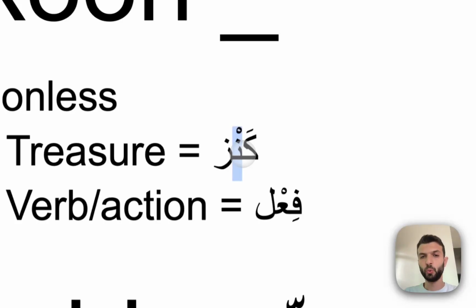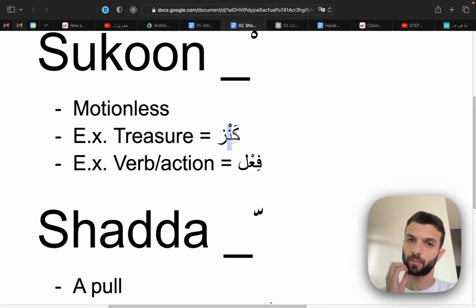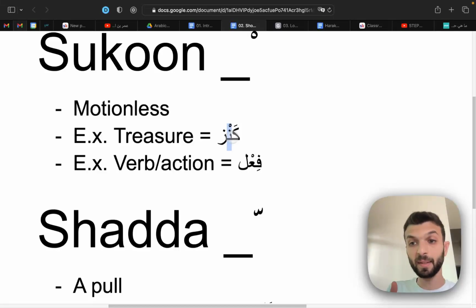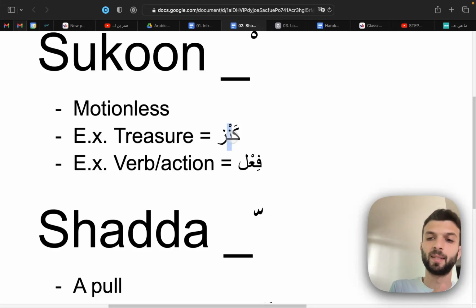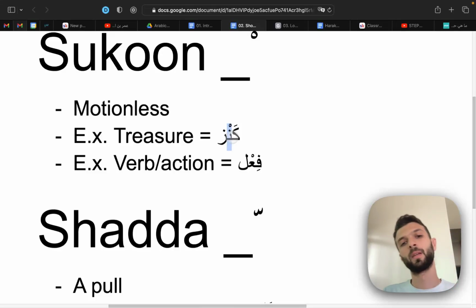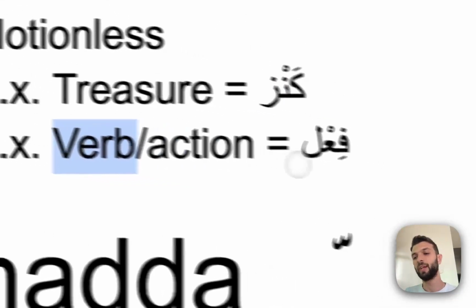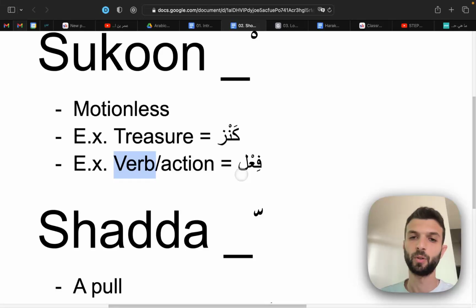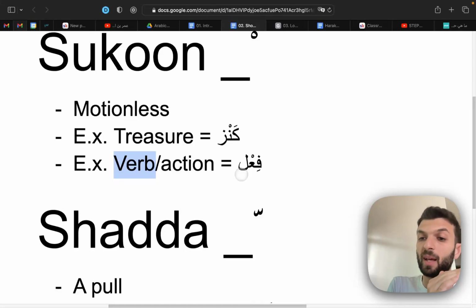Right now, the middle letter, the noon, has a sukoon. And so the way it's pronounced is ken, and that's the consonant sound, n, and then there's no vowel sound, so I just jump to the zain. Kenz. For a verb or an action, fi'l. I'm not saying fi'al or fi'ul or fi'il. I'm saying fi'l. So there's a stop on the ain. There's no vowel sound. And then I just jump to the lam right after it.